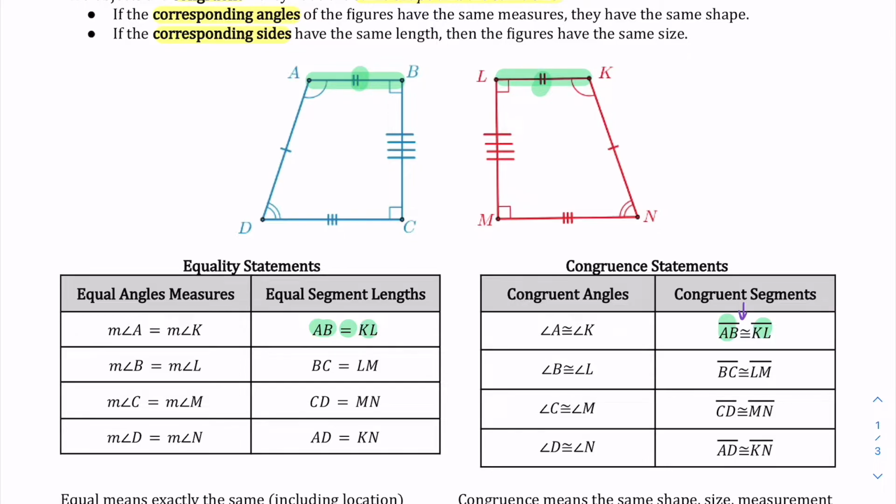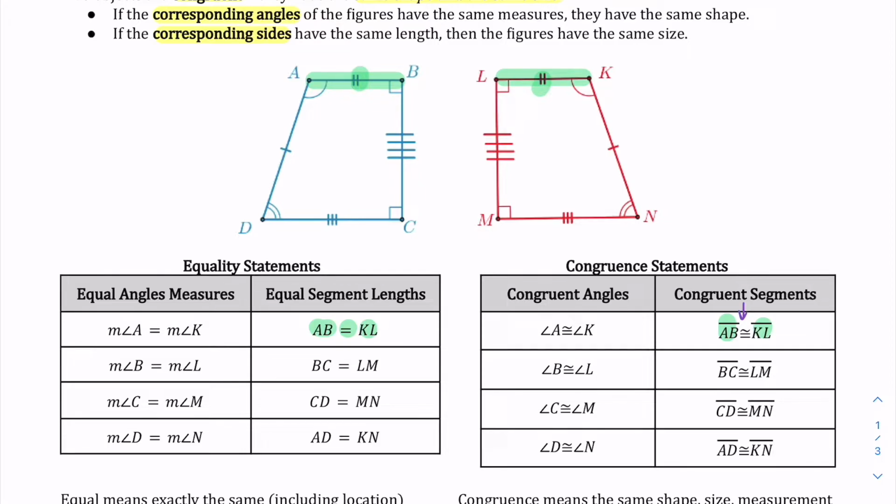So when it's congruent, we can say the two segments are congruent. When they're equal, we can't say two segments are equal unless they're the exact same segment, like segment AB equals segment AB, where they're in the same exact location. So I know it doesn't feel like a huge difference, but it's one of those minor but also important aspects about geometry.